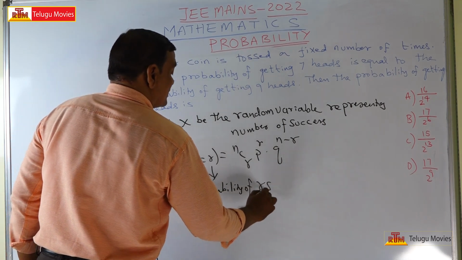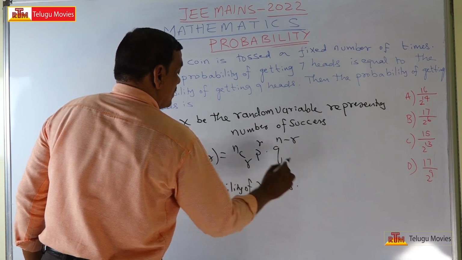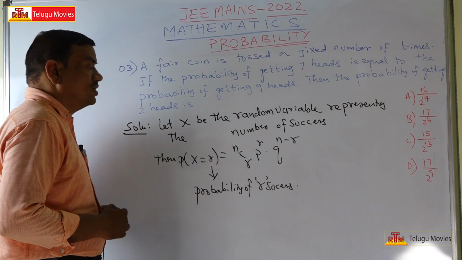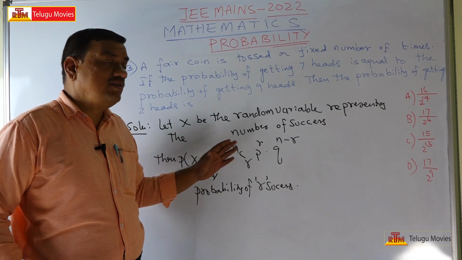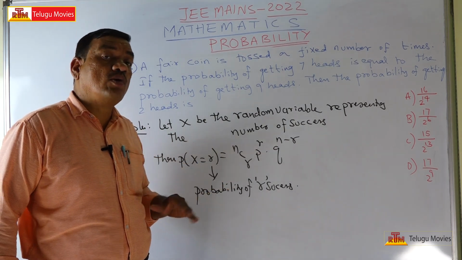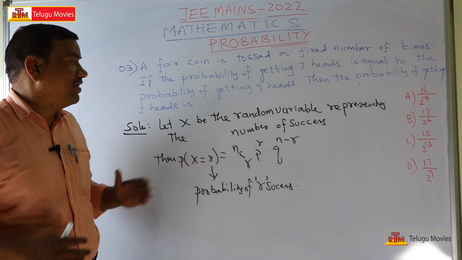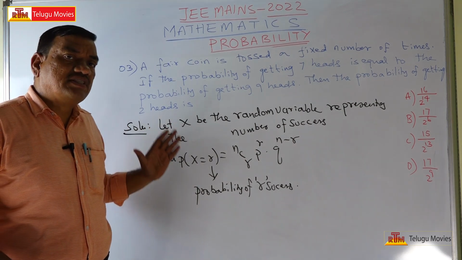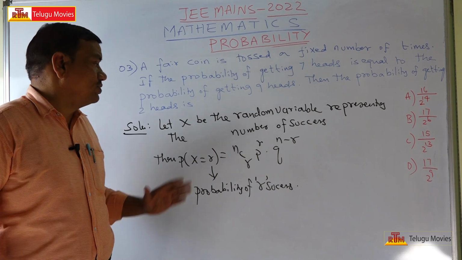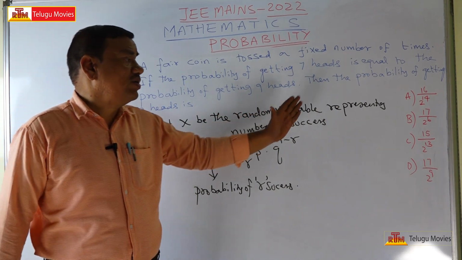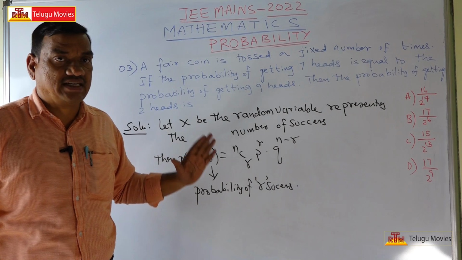Probability of r successes, or the number of successes. Here, what is p? It is the probability of success. q is the probability of failure. For any random experiment you will have a probability of success and a probability of failure. So let x be the random variable representing the number of successes.